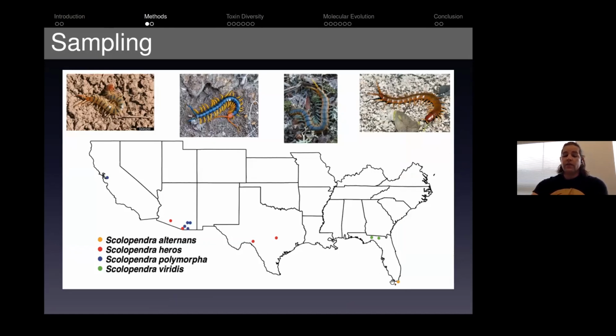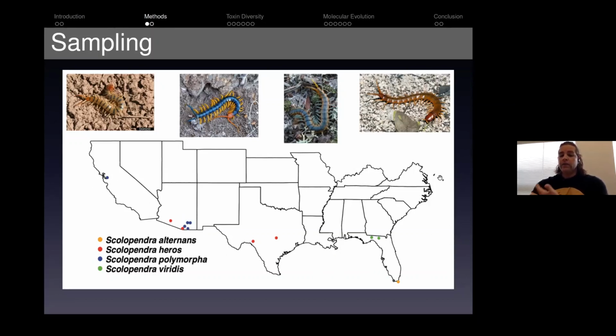To start off, I've been able to sample centipedes from across North America, where we've collected centipedes down in southern Florida on the Keys. These island populations have the Scolopendra alternans. We've been able to collect a few local species from right here around Tallahassee, where Florida State is, where I've been able to collect Scolopendra viridis, Hemiscolopendra marginata, and Scolopocryptops spinosus. And then I've been able to collect a few different populations of Scolopendra heros, which I have here in Texas and Arizona, as well as Scolopendra polymorpha, which I've seen and collected in Arizona and also in California.